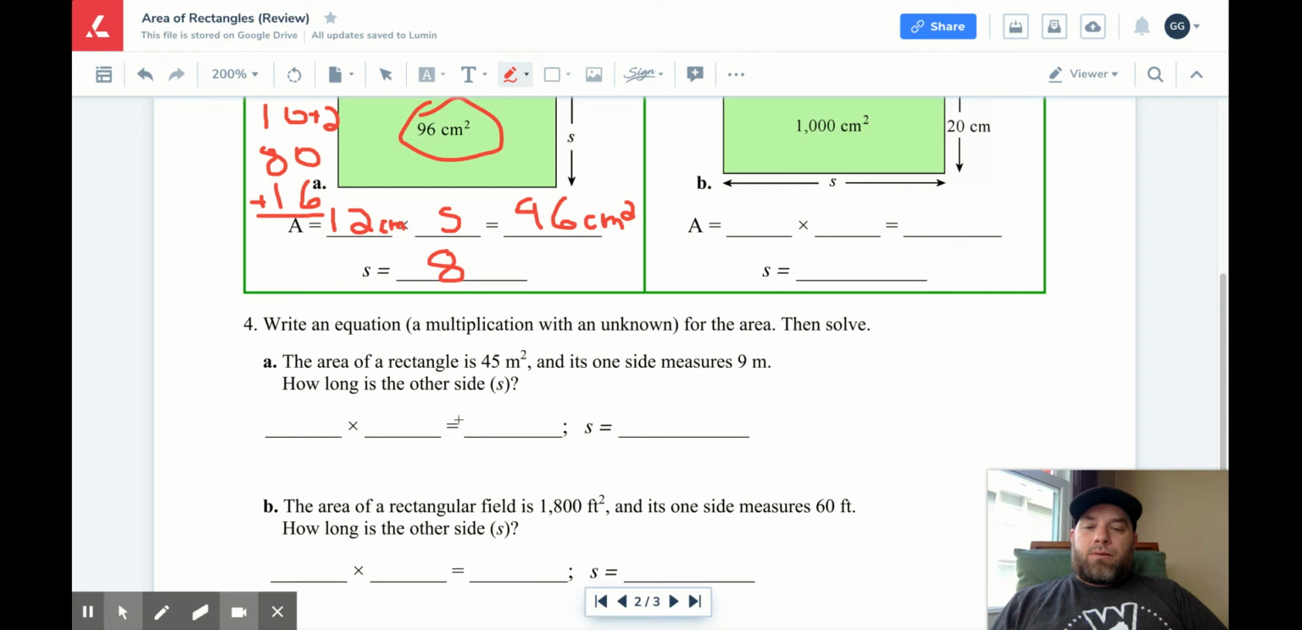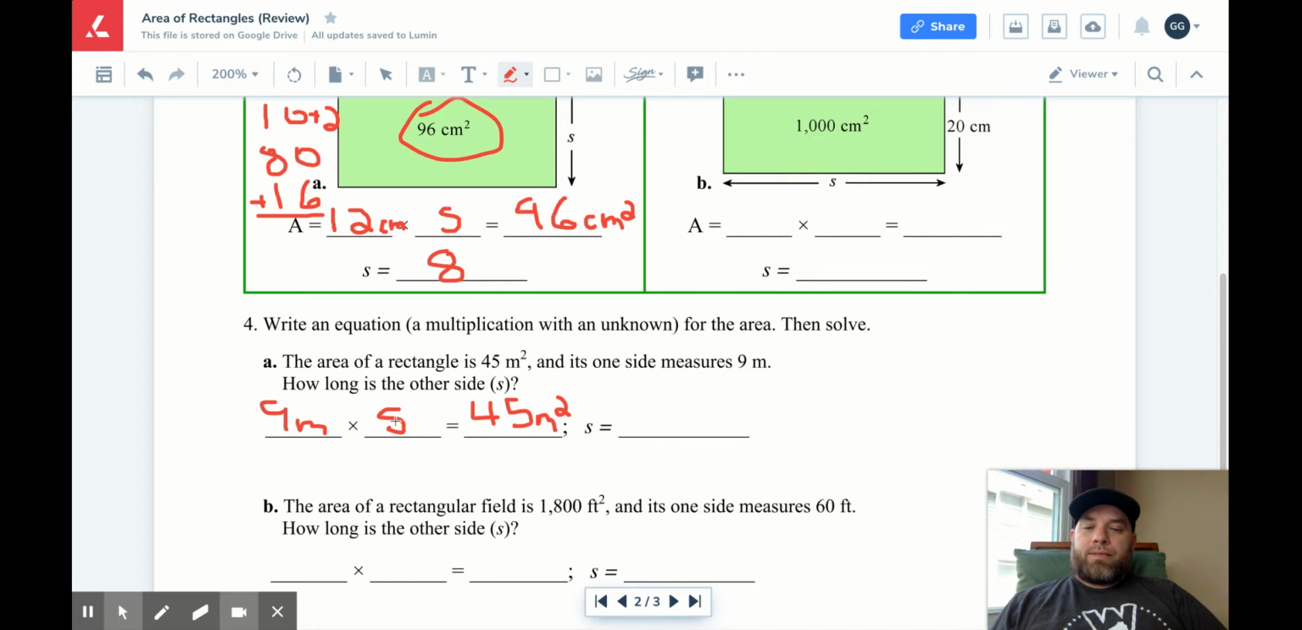So this looks like my side and my side. So I'm going to put my answer here. So it's 45 meters squared. Okay, now I have one of my sides, so I have 9. And then I'm multiplying times my unknown, my S.